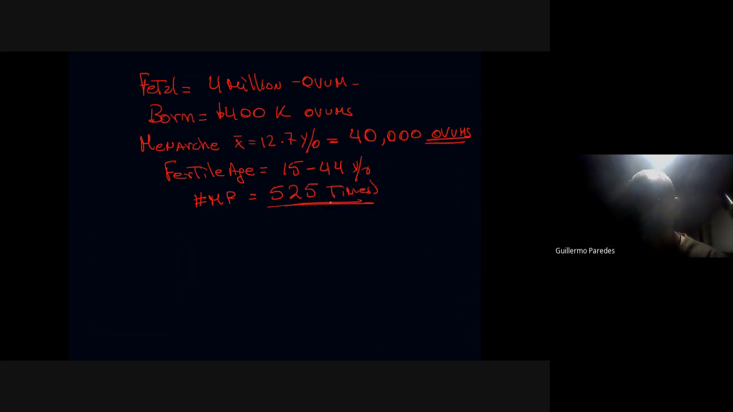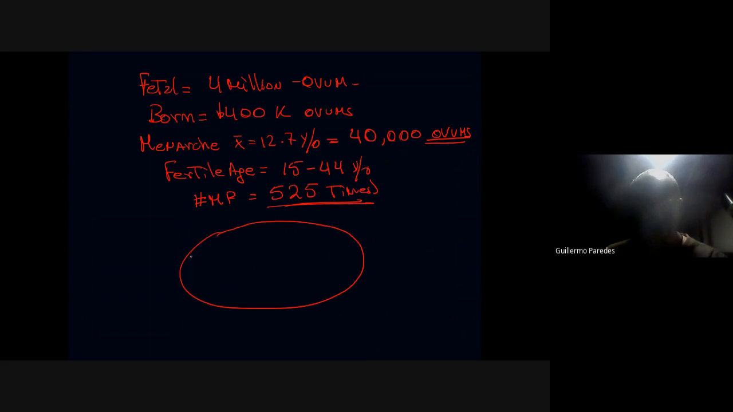But you will say, but how come? If you have 525 ovules that are going to be released, and I have 40,000, what is the problem here? What is happening is this.